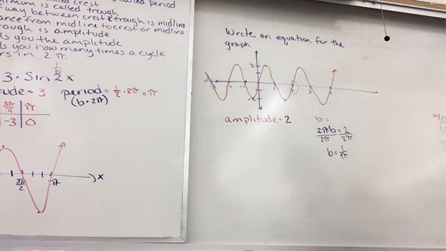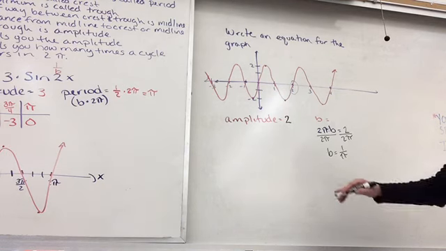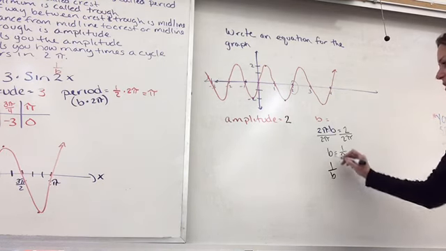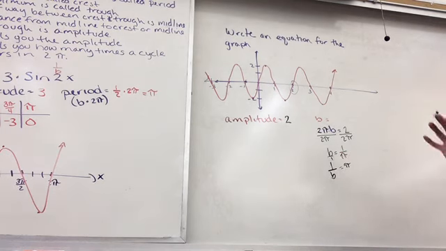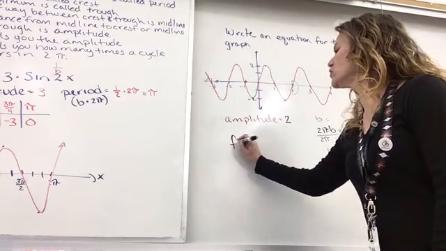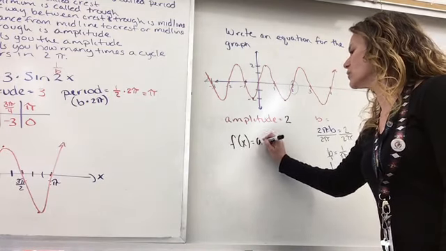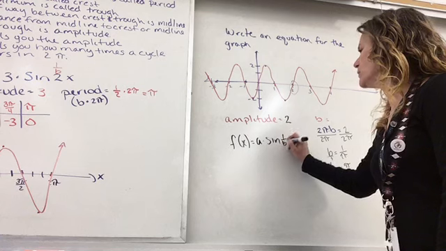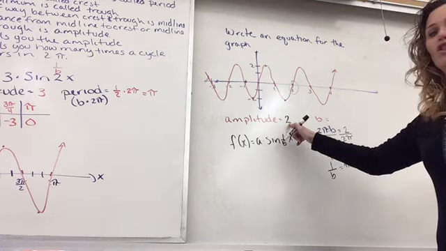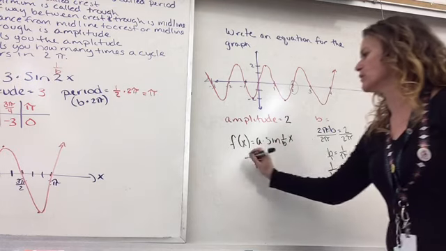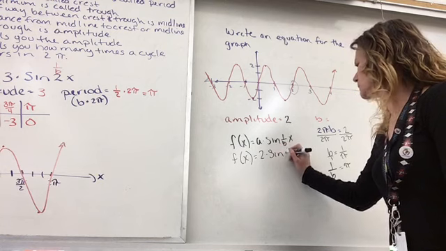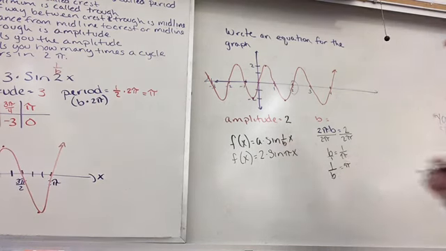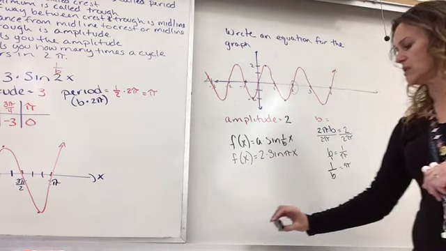But remember, when we write it into the equation, we don't want b, we want 1 over b. So if I flip this over, then that means this gets flipped over. So 1 over b is just pi. Your equation becomes f of x equals, remember, it's a times the sine of 1 over b times x. Fill in the 2 for a and pi for 1 over b. And there is your equation for that function. Please take good notes. Write everything down.